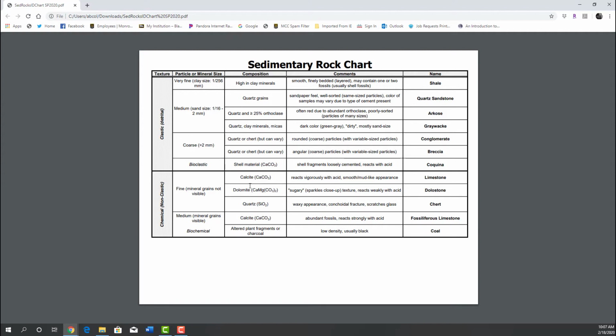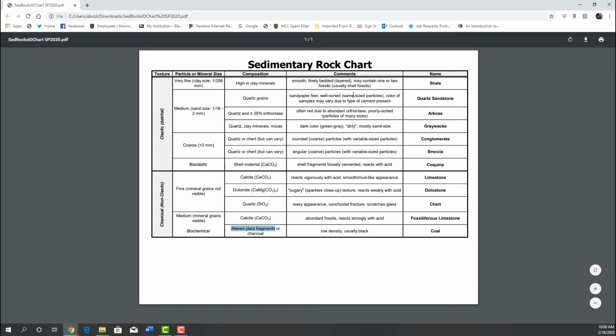When we get down into the chemical sedimentary rocks, composition is very important. So calcite, as a reminder, is a mineral that you learned about that reacts with hydrochloric acid. Dolomite is a mineral that will react only when powdered. Quartz does not react and is harder than glass. Calcite again reacts. And then when you have coal, coal is basically composed of recrystallized plant fragments over time. And you'll learn more about that in the lecture section of the course.